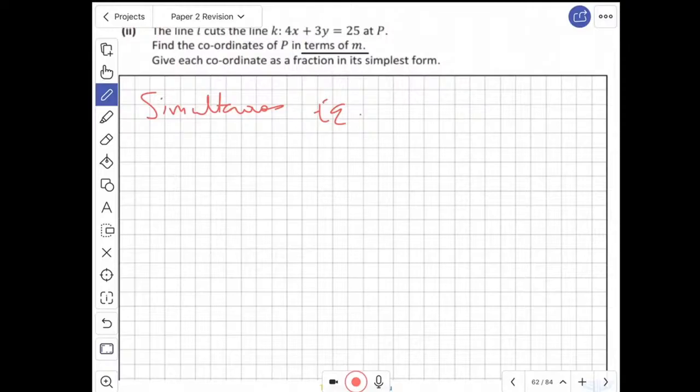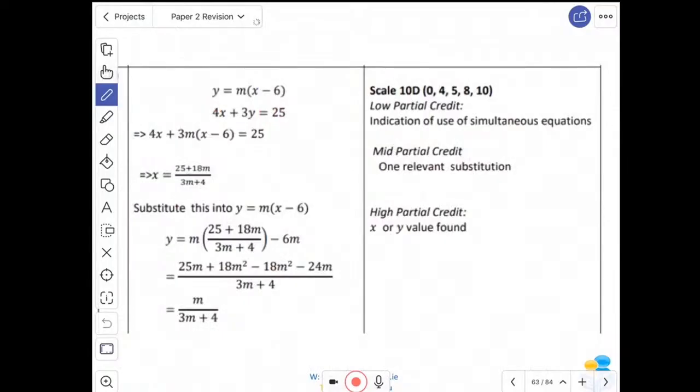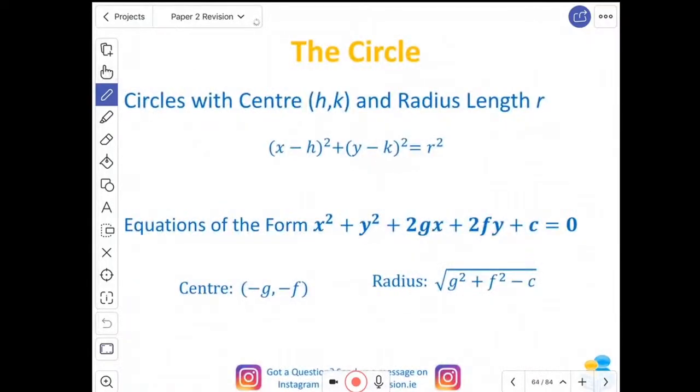Okay, moving on to the circle then. The circle is relatively new to most of us for the Leaving Cert. For your Junior Cert, you would have dealt with circles that had centre (0, 0). The most basic form of a circle that has centre (0, 0) is x squared plus y squared equals r squared. But then in Leaving Cert, we obviously go on and look at this in a lot more detail. So we have two important things that we need to be aware of.